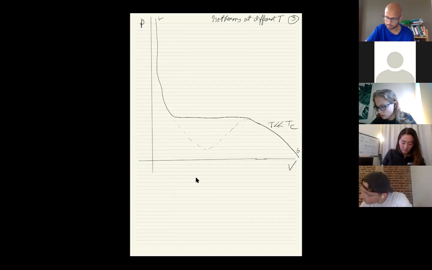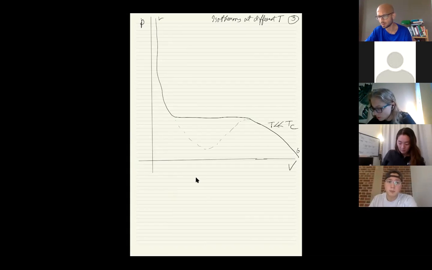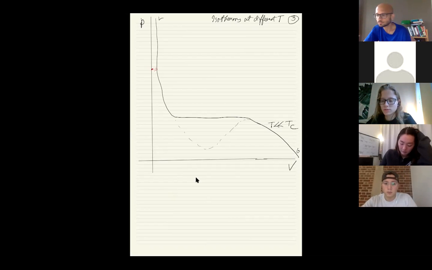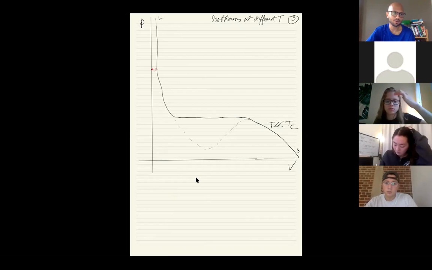Now let's go to a slightly higher temperature. As you go to a slightly higher temperature, at the same pressure, how do you expect the volume to look? If you are looking at an isotherm and you keep the same pressure, but you increase the temperature, what should the volume do? Should it go down or go up? Any ideas? I'm going to wait. Up, that's correct.